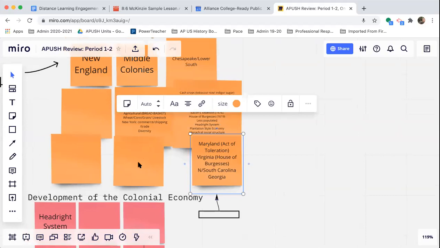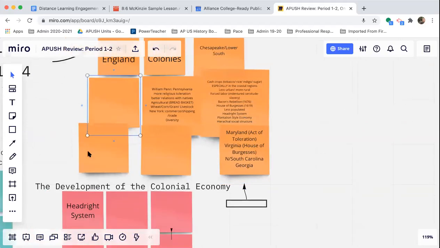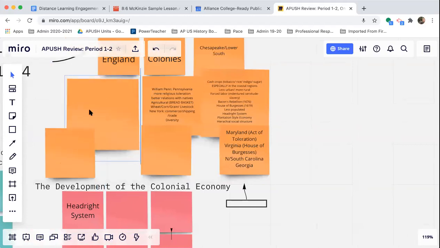Let's talk then about New England. Give me some details, some specifics. I'm not looking for the right answer. I'm looking for a lot of answers. So what can you guys tell me about New England?